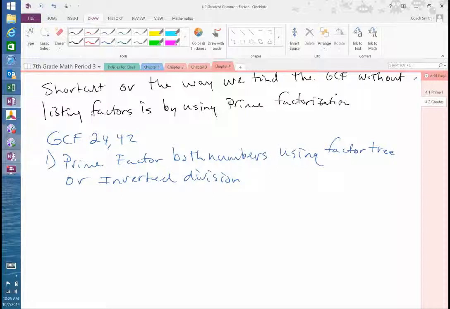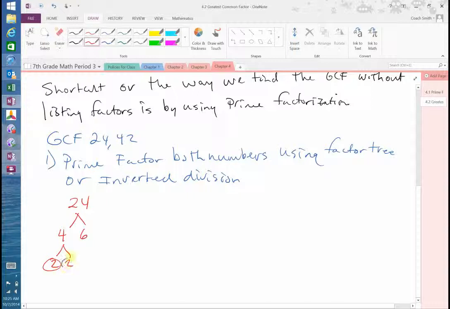If we were prime factoring 24 using factor tree, that would be 4 times 6. 4 is not prime, so I go 2 times 2. 2 and 2 are prime. 6 is not prime, so I go 2 and 3. 2 and 3 are prime. Prime factor 42 with inverted division: 2, 21, 3, 7.